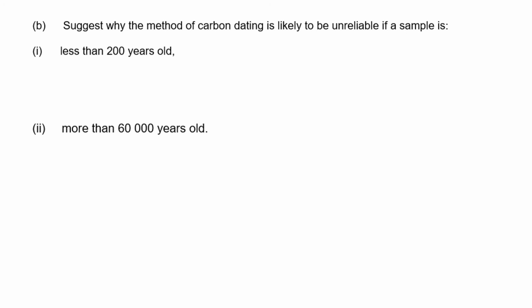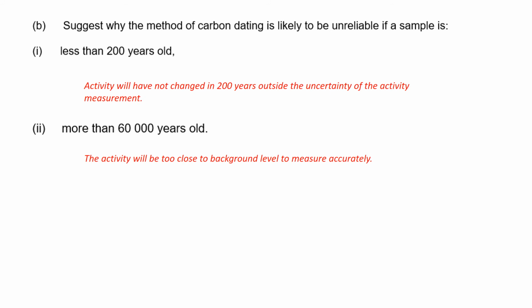Okay, so suggest why the method of carbon dating is unreliable if the sample is less than 200 years old. Well, that will be because the activity won't have changed much in 200 years. Certainly not outside the uncertainty of our actual activity measurement. So we wouldn't be able to confidently say the activity had changed over a period of 200 years. So more than 60,000 years old, carbon dating works for about 50,000 years, but after that time, it'll be too close to background level to be able to measure its activity accurately. We would have too much interference from background.